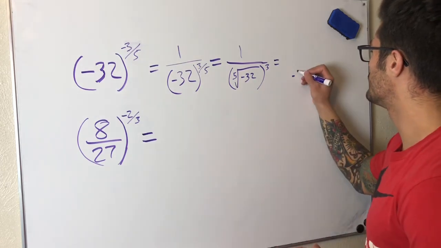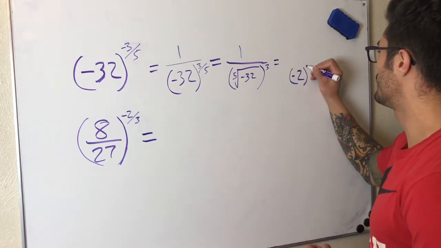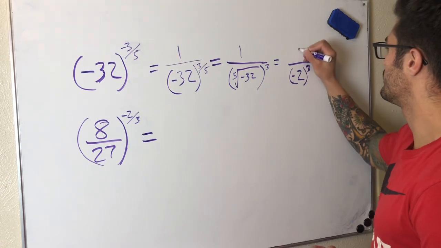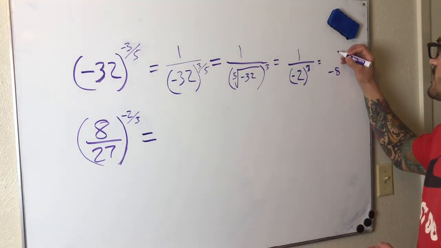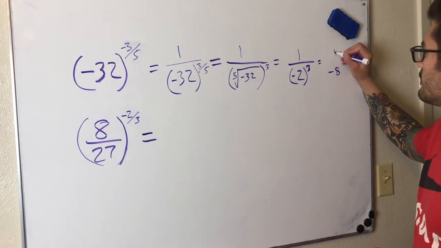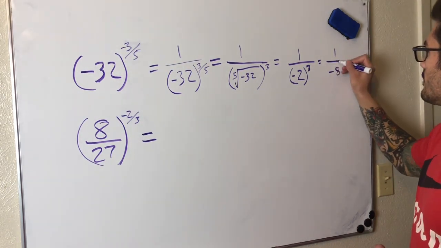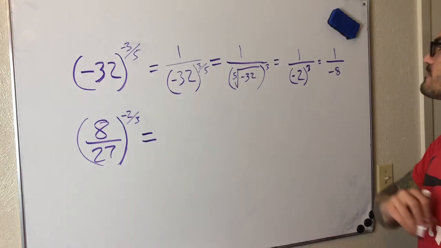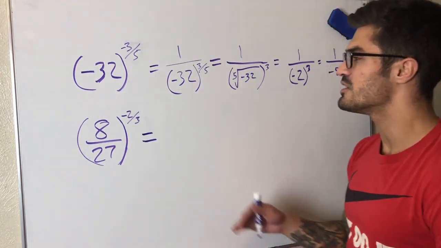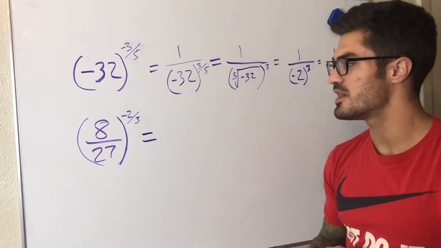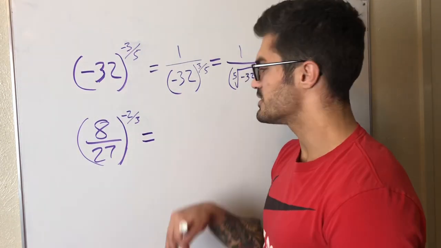So negative 2 cubed, and that's in the denominator. And negative 2 cubed is just negative 8. So I'm left with 1 over negative 8. And that's the final answer for that. So yeah, just pay close attention. Go one step at a time. And we'll go ahead and do this last example.